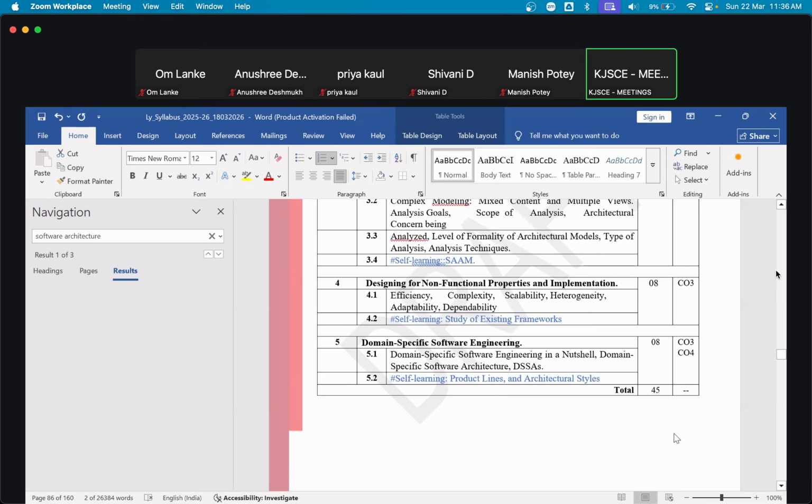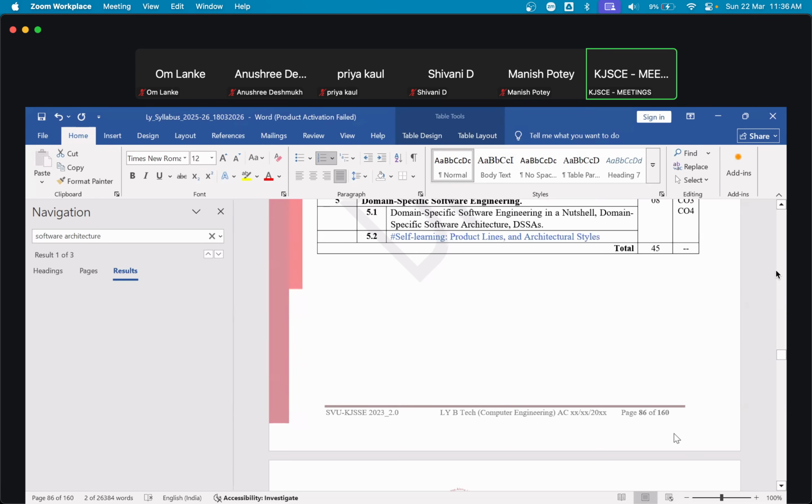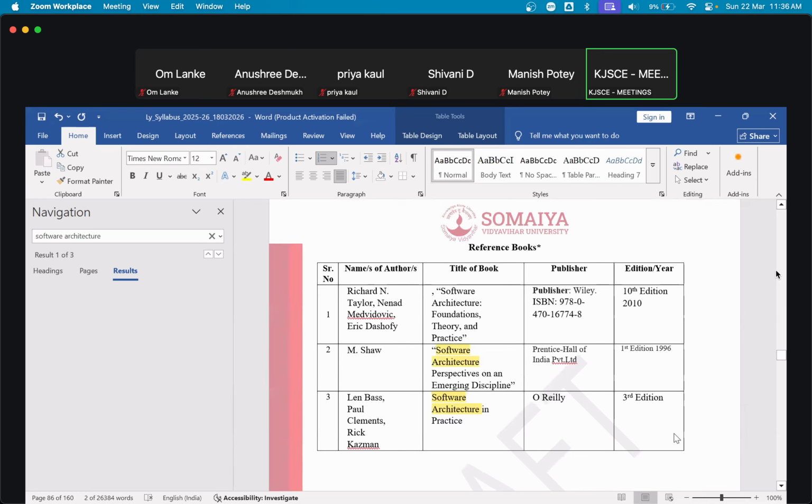So this is about the content of the course, and we have enough books in our library with respect to this particular course. So these are the list of books that are there for software architecture.